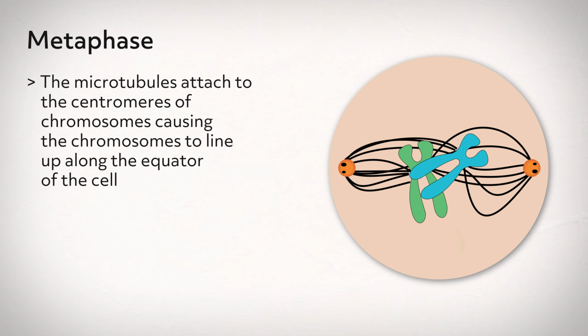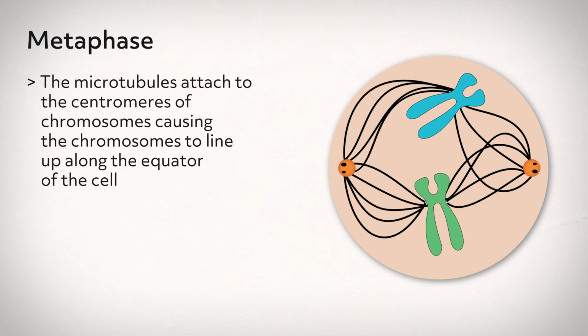Next, the cell will move into metaphase, where the microtubules attach to the centromeres of chromosomes, causing the chromosomes to line up along the equator of the cell. Now the cell is ready to enter anaphase.